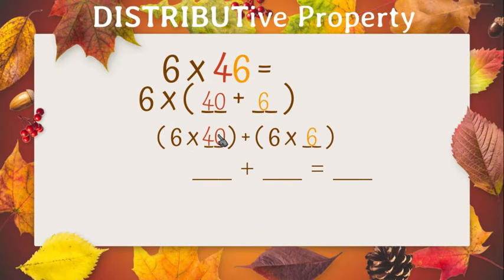set. So 6 times 40, I know that 6 times 4 is 24. Then I've got one place mover of a 0, so it's going to be 240. See, here's my 24 and my one place mover. I know that 6 times 6 is 36, so I'm going to put that here. So now all I have to do is add my partial products, and I come up with 276. So 6 times 46 is 276.